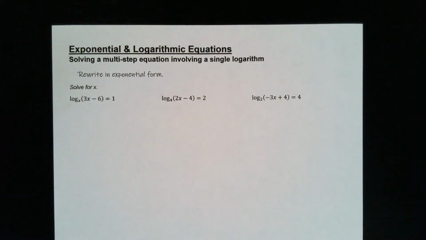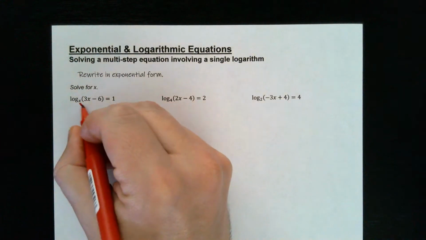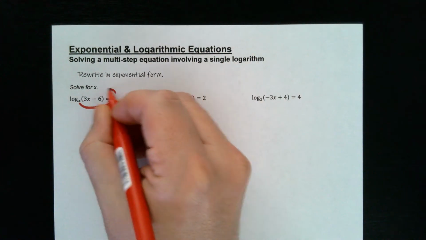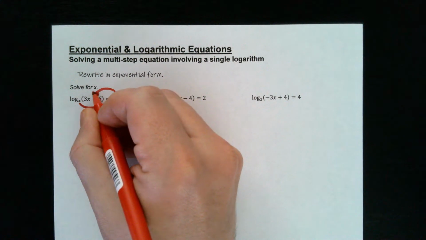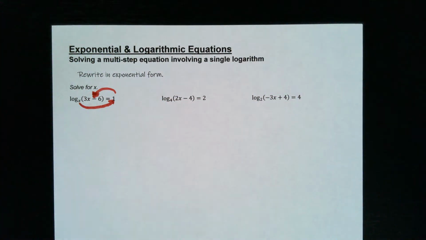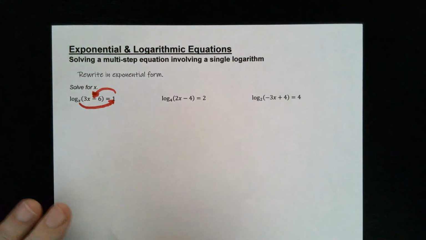In this video, we're going to be solving multi-step equations involving a single logarithm. We're told to rewrite this in exponential form and then solve for x. What that means is that we're going to do this and then this. This is the circle method to change things from logarithms to exponentials or from exponentials back to logarithms.